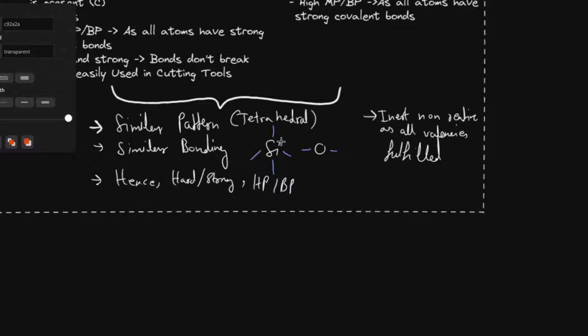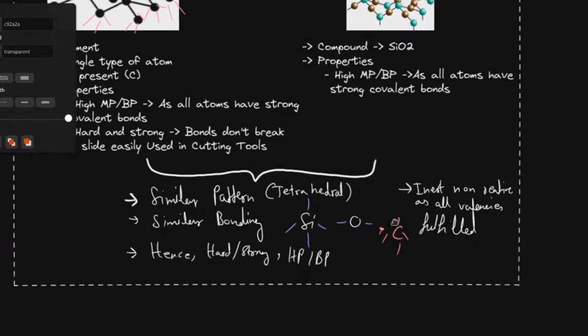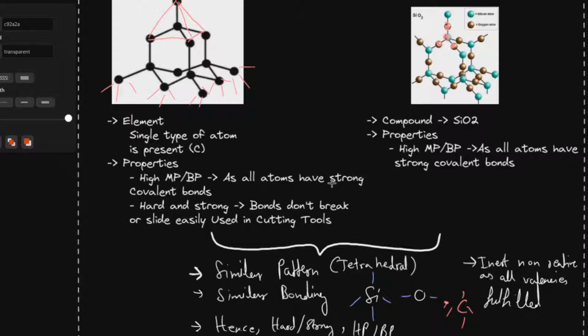Furthermore, they have a similar bonding. Silicon has 4 bonds that must be made, oxygen has 2 bonds that must be made, and carbon must have 4 bonds that must be completed all around. Hence they are very strong, very hard, with high melting point and boiling point, inert and non-reactive as well, because they do not have any requirement to fulfill their valency. They are already fulfilled.